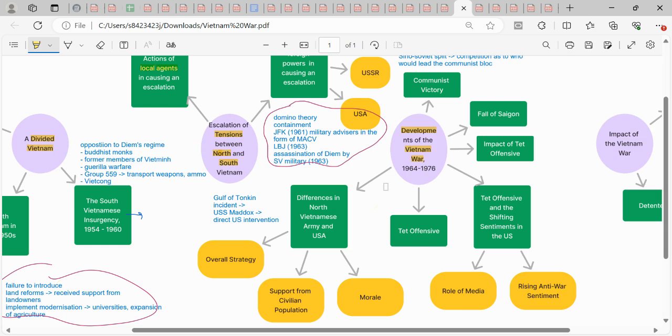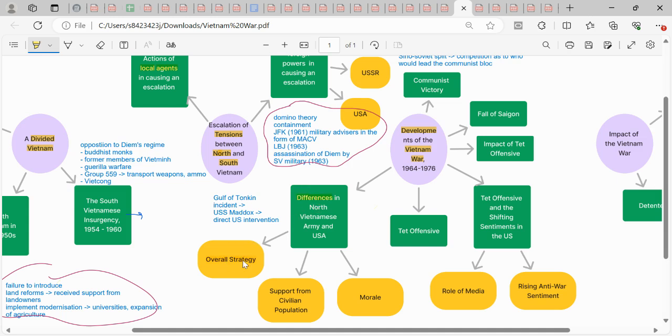The nature of the war would be such that the Americans and the South Vietnamese were fighting soldiers they could hardly actually see, right? So it was difficult for them to classify success. How do you define that you are doing very well? So let's just look at this one here. Let's look at differences in their strategies.